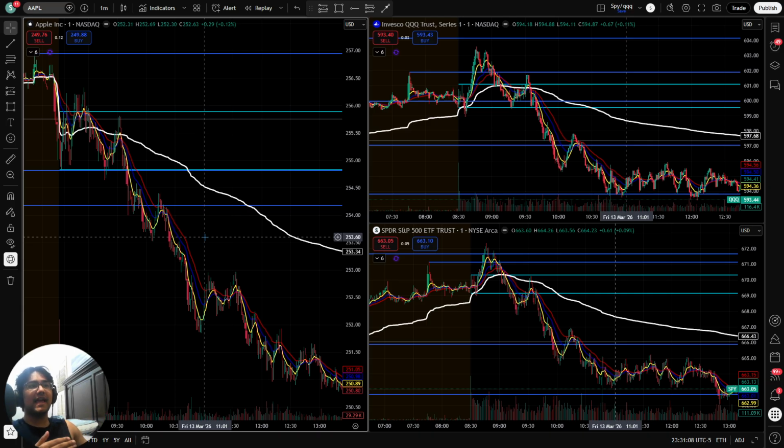Because if QQQ and SPY end up slowing down or have a deeper pullback, you want to see your name, with relative strength or relative weakness, that you're playing, hold those key levels and confluences for that move to the upside, for that cleaner move, right?